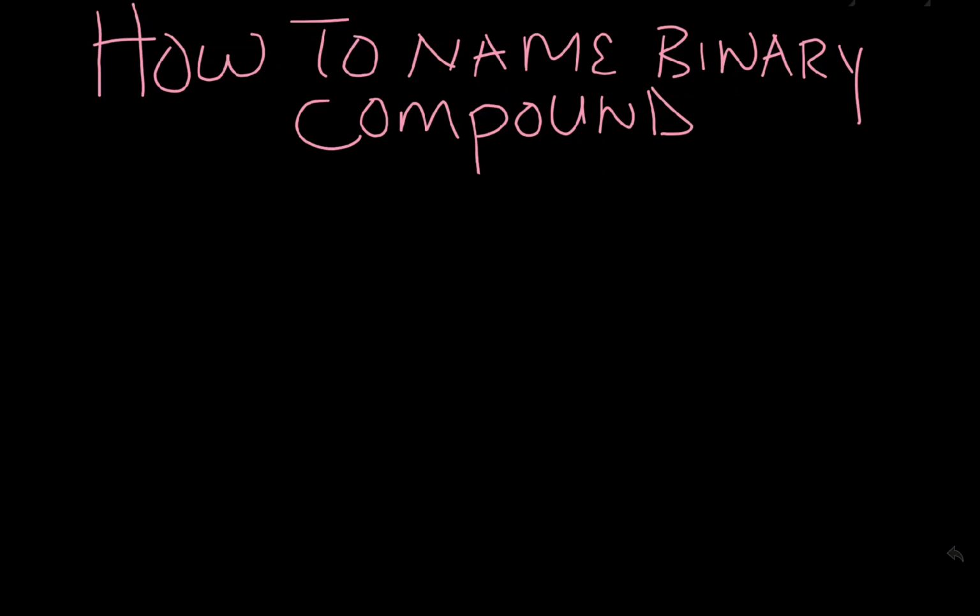In this video, I will share with you how to name binary compounds. Please note, binary compounds are compounds that consist of just two elements. So we are going to go with a very basic and very common one, CO2. So how do we name this?